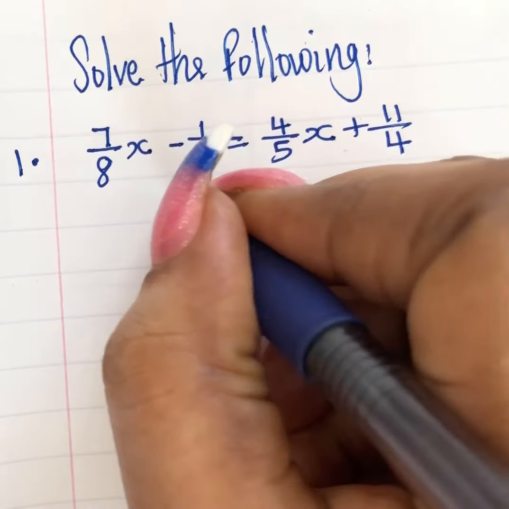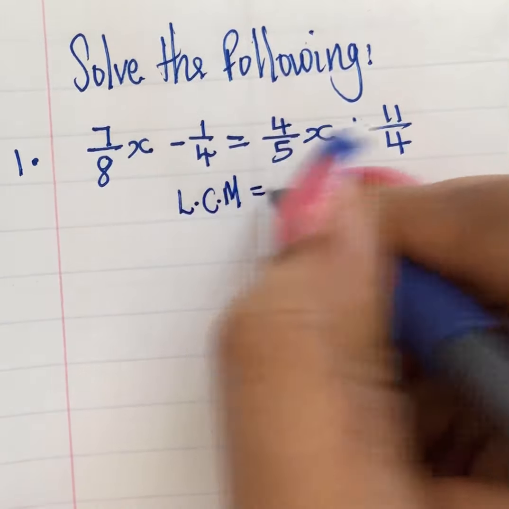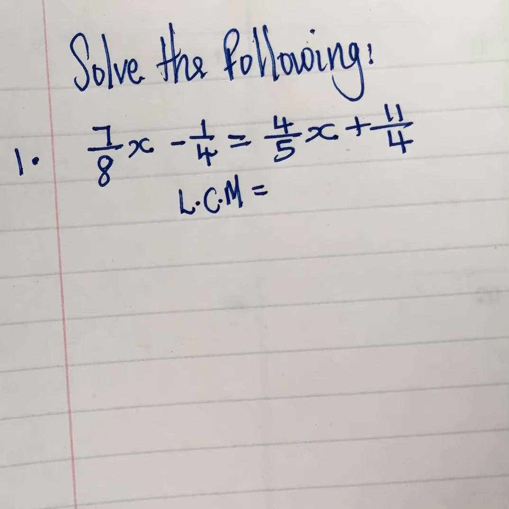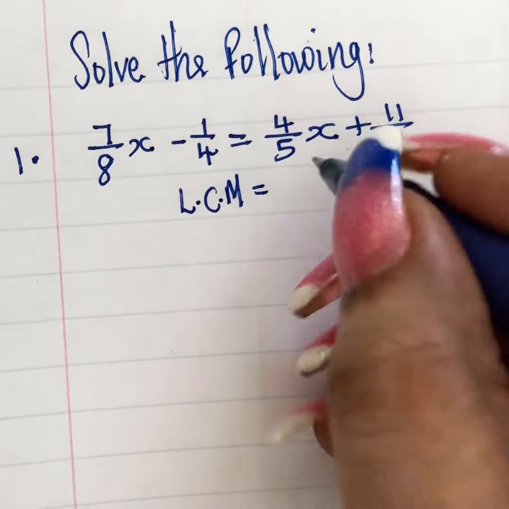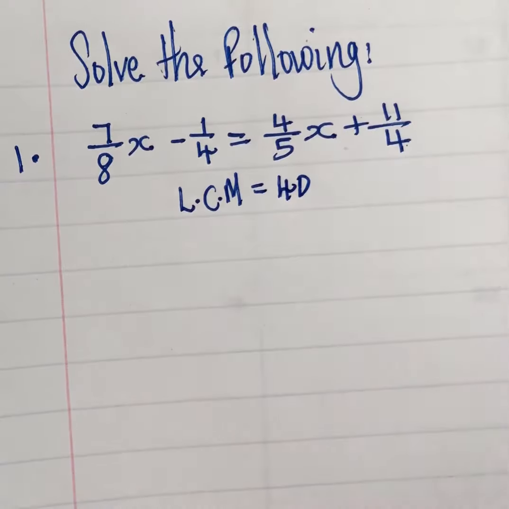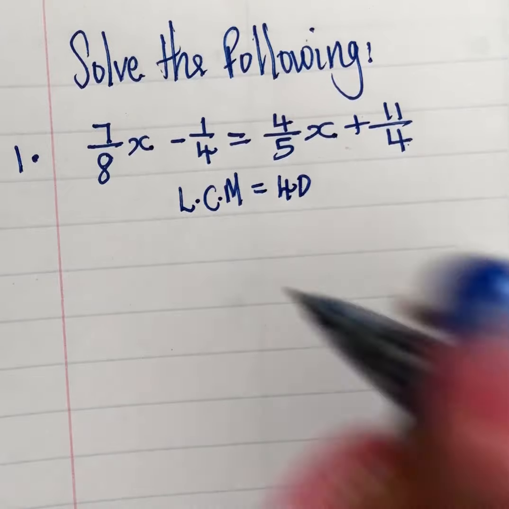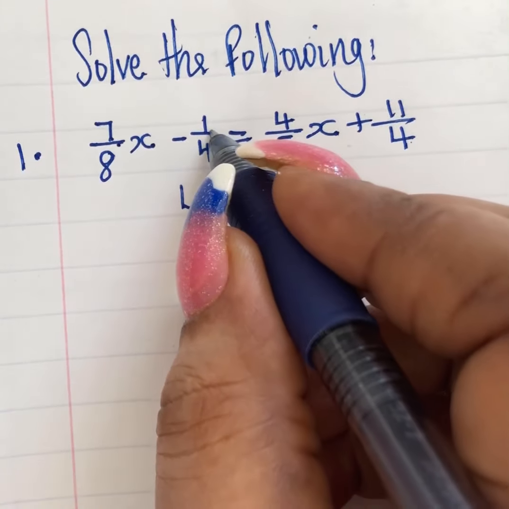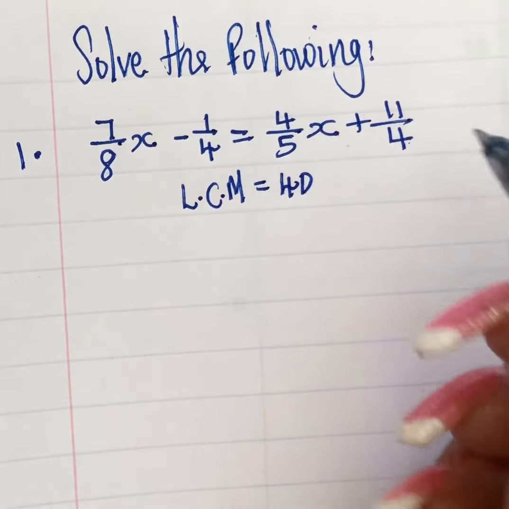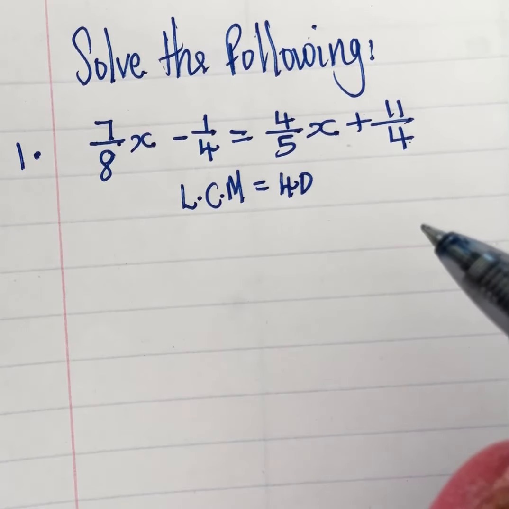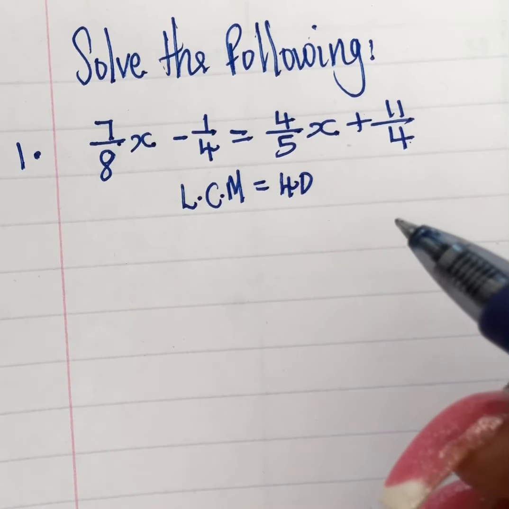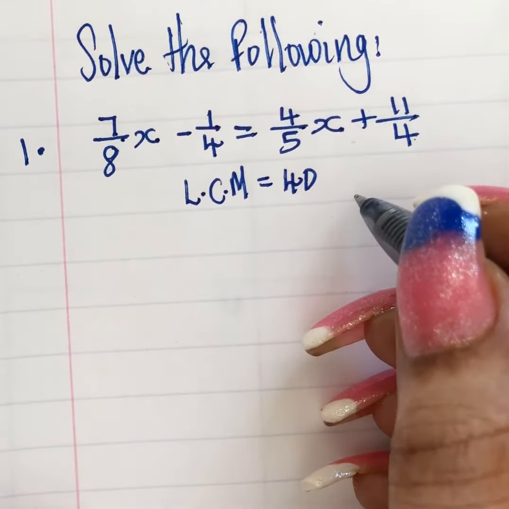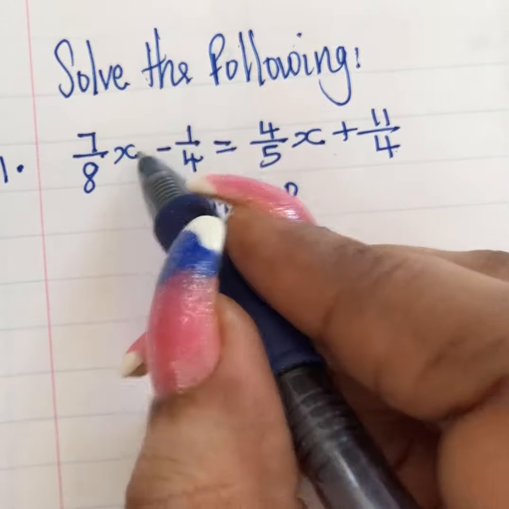Remember, our first step was to find our lowest common multiple. We have 8, 4, 5, and 4. Our lowest common multiple is 40. We then multiply each fraction by 40. Remember, any problem lends itself to different methods. This is one of the logical methods which can be used to solve for our unknown x.